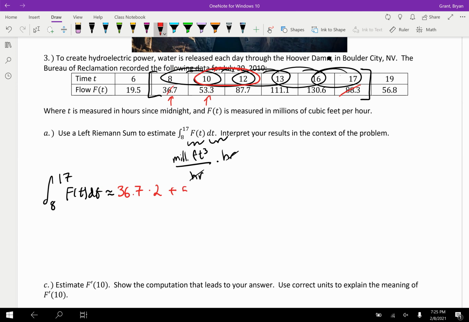And a height of 53.3, base of 2. Next one is going to be a base of 1 and a height of 87.7. Next one is a base of 3 and a height of 111.1. And then this last one is going to be a base of 1 and a height of 130.6. Again, you can graph this if you'd like, but you're really going to find yourself in a happier place if you can write these out and somewhat visualize what's happening.